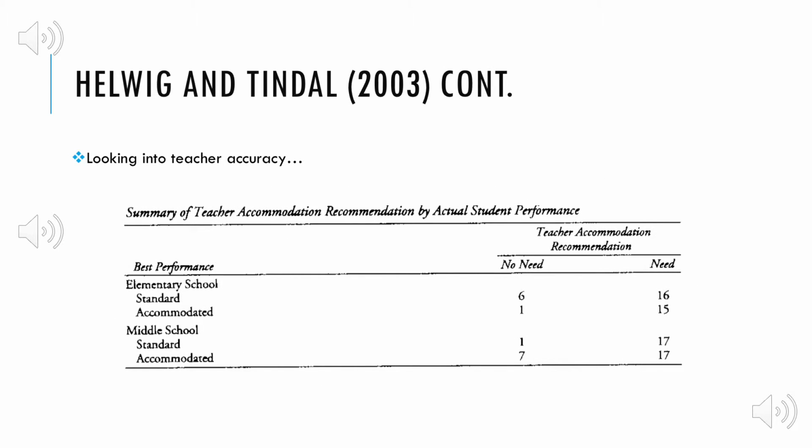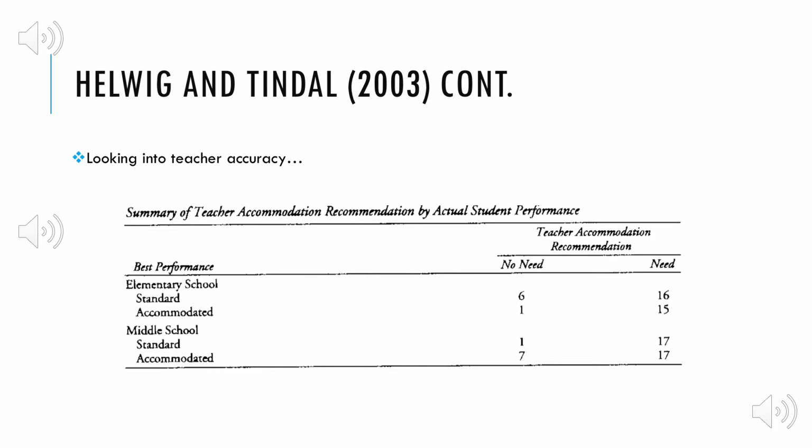I included a snapshot of teacher accommodation recommendation compared to actual student performance. And so looking at elementary school, that population is made up of 4th and 5th grade, and the middle school population is made up of the 7th and 8th grade students.